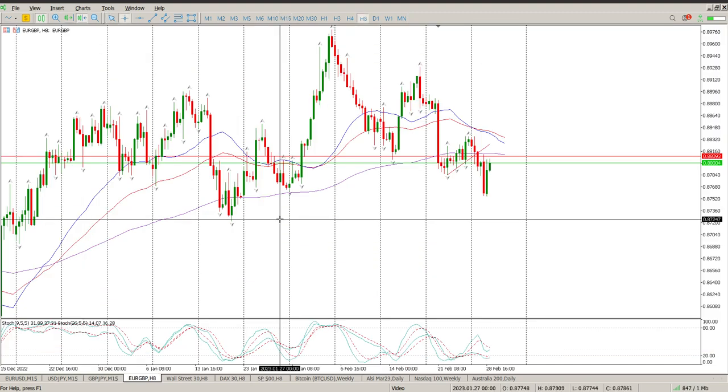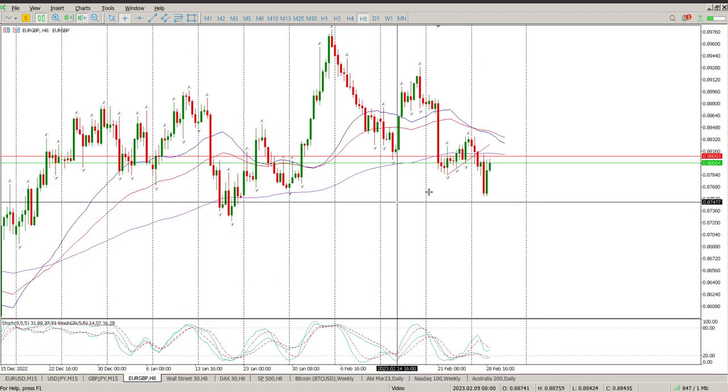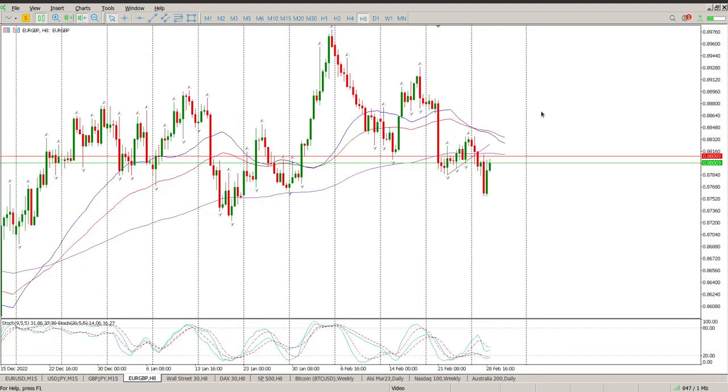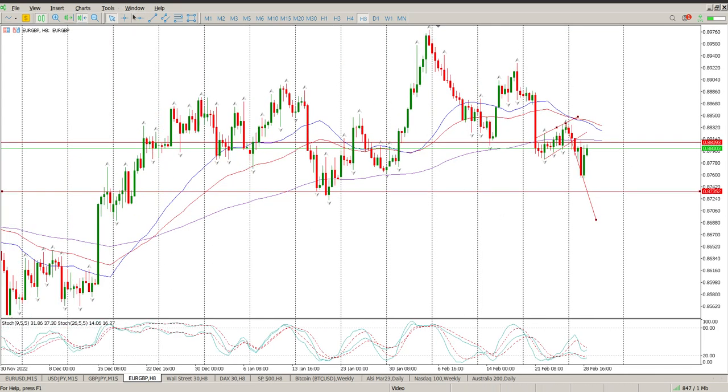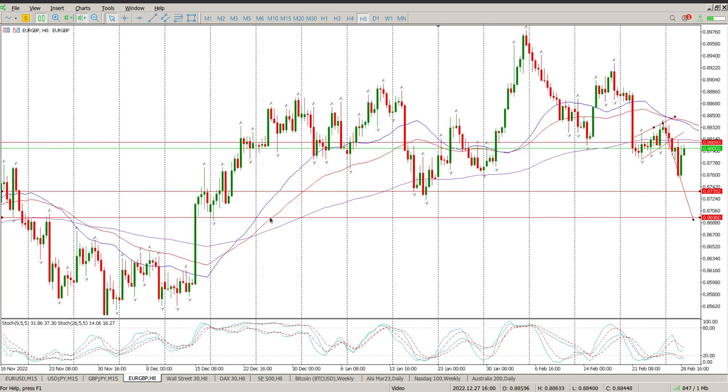Moving on to Euro British Pound. So we had a break of what is a flag, to be honest. Let's just put the other level in so we all see what we're talking about. That's the flag. We do have a measured move. That's kind of what we're looking for there, but I would expect us to be held up at that point before attempting to get to this area here.